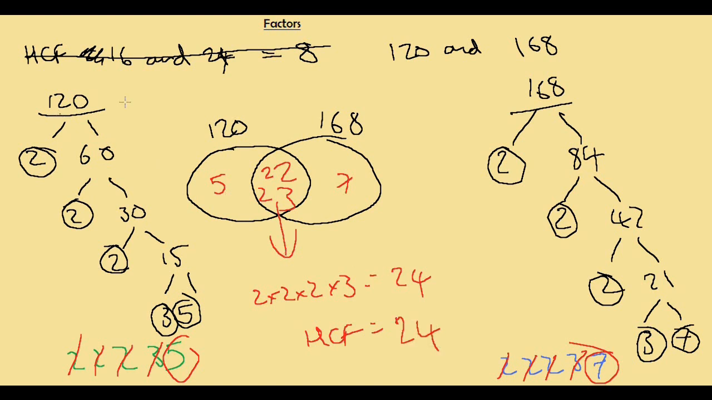Just to recap how we did that, we said 120 and 168, prime factor form for both. Find the lists of these prime factors, and then draw what's this Venn diagram? Two ovals overlapping slightly. The numbers that are common to both lists we put in the middle. The numbers that are uncommon we put on their respective sides. So the 5 goes with the 120, the 7 went with the 168. Any numbers in the middle, multiply them all together, highest common factor.